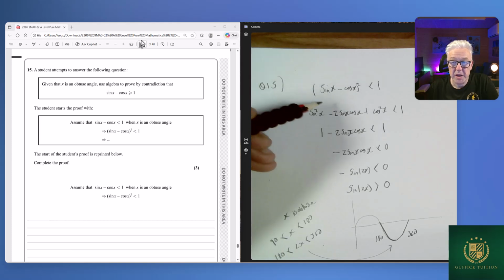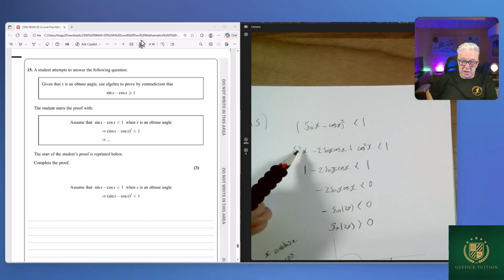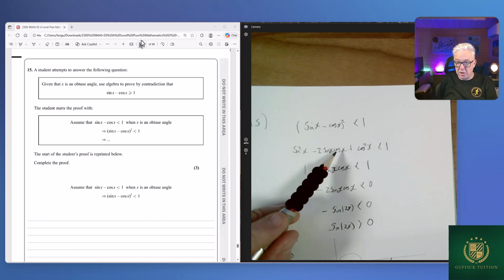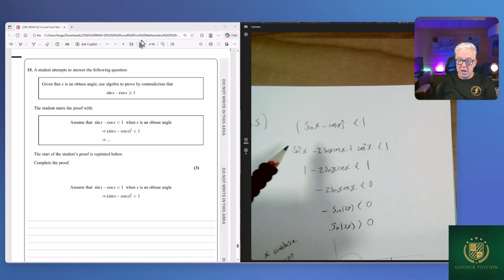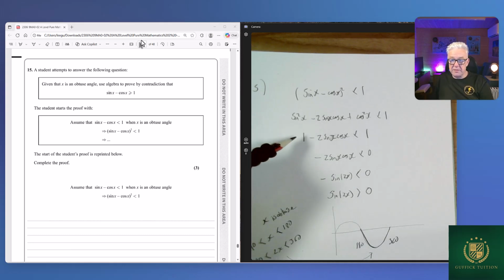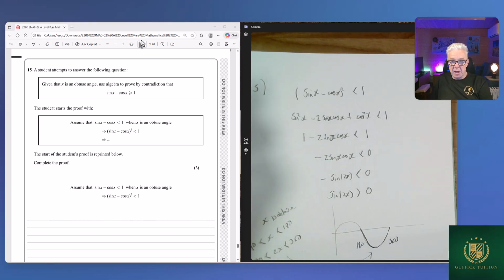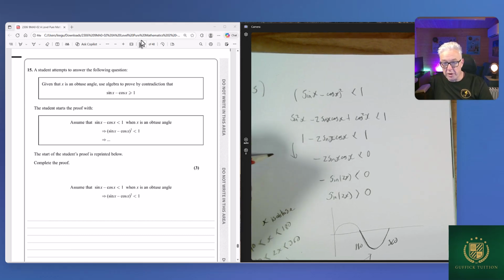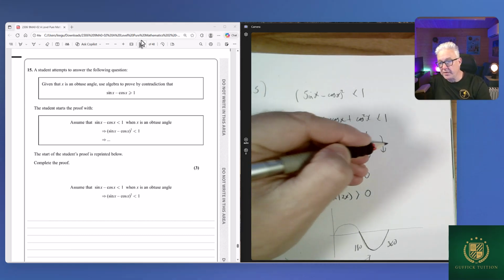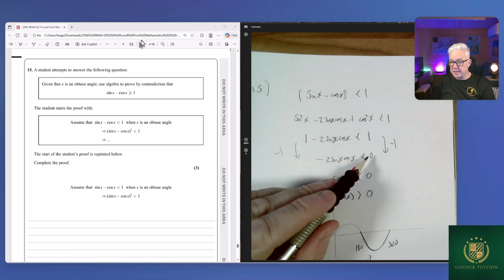correct start. So we're going to square sin x minus cos x, which gives us sin squared x minus 2 lots of sin x cos x plus cos squared x. Sin squared x add cos squared x is 1. So that gives us 1 minus 2 lots of sin x cos x is less than 1. We can just subtract 1 off both sides. There's no illegal maths by doing that. That gives us minus 2 sin x cos x is less than 0.